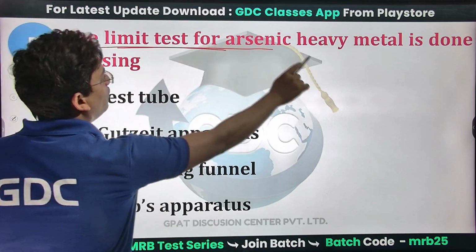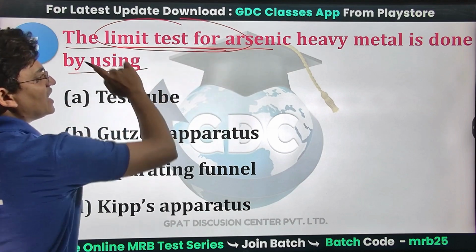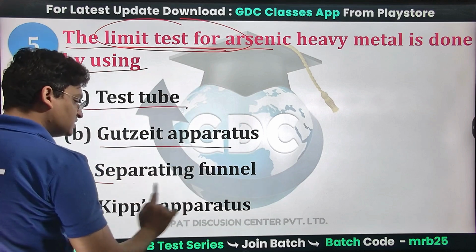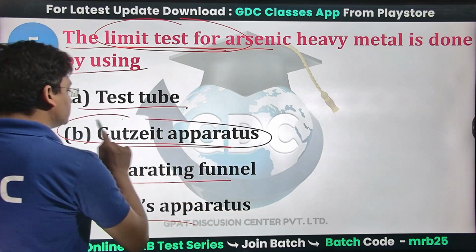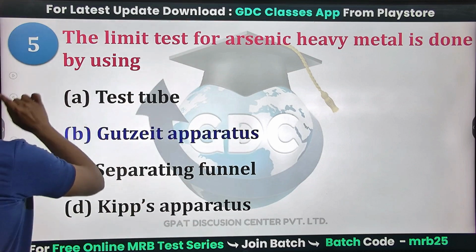The limit test for arsenic, a heavy metal, is done by using test tubes, Gutzeit apparatus, separating funnel, or Kipp's apparatus. So we use Gutzeit apparatus for our arsenic limit test. So B will be the right answer.